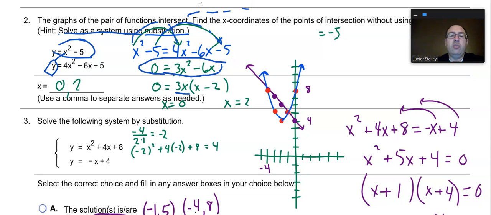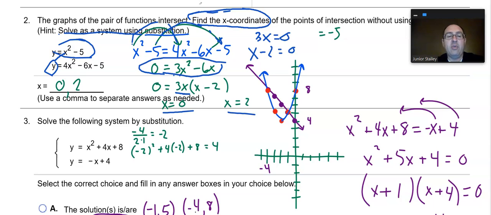Now this question only said to find the x coordinates. That's it. So once we set our 3x equal to 0 and our x minus 2 equal to 0, and then we solved them, and we ended up with 0 and 2, we're done with the question. They did not ask for the entire coordinate. All they asked for were the x coordinates. So pay attention to what they're asking for.